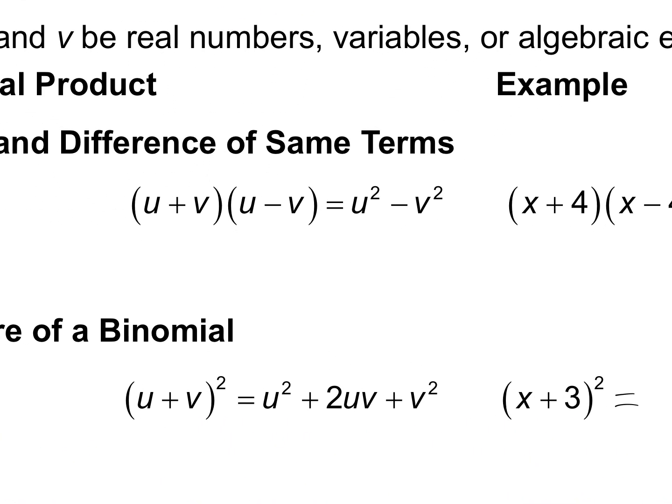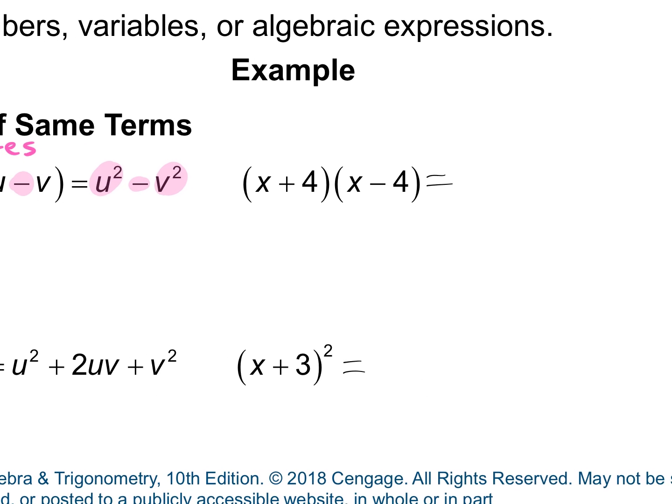So if you have conjugates, we talked about conjugates yesterday. Conjugates are when they're the same numbers, but the signs in the middle are different. So we have u plus v times u minus v. The shortcut to FOIL conjugates is you take the first number squared minus the second number squared. So in the example on the right here, since these are conjugates, they're the same thing but different signs in the middle. We take the first term and square it, so x squared, minus the second number squared, 4 squared.